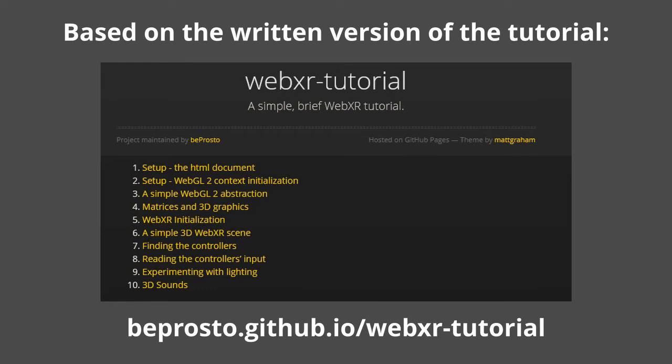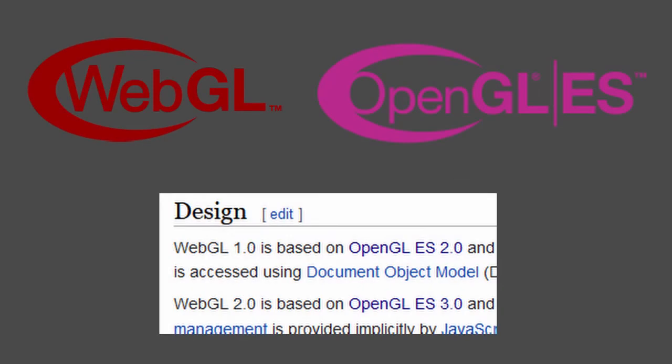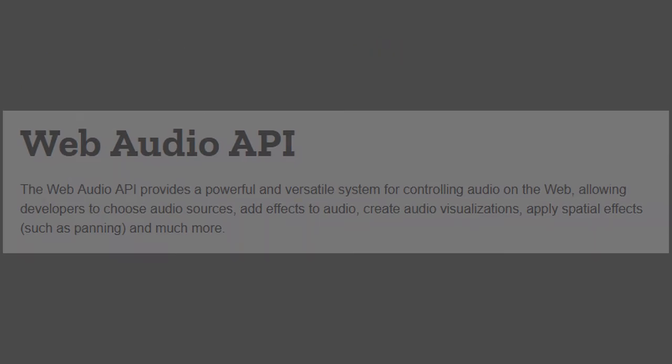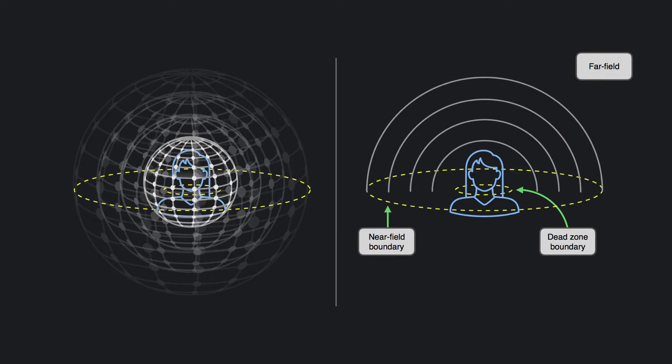I hope for this to be somewhat of a bi-weekly or hopefully more frequently coming out series that will cover everything from the basics to the more advanced parts about using the WebXR API for VR device support purposes. In this series, we'll be using both WebGL 2 and WebGL as means of rendering graphics, and we'll also be using the Web Audio API with Resonance Audio for that 3D audio.